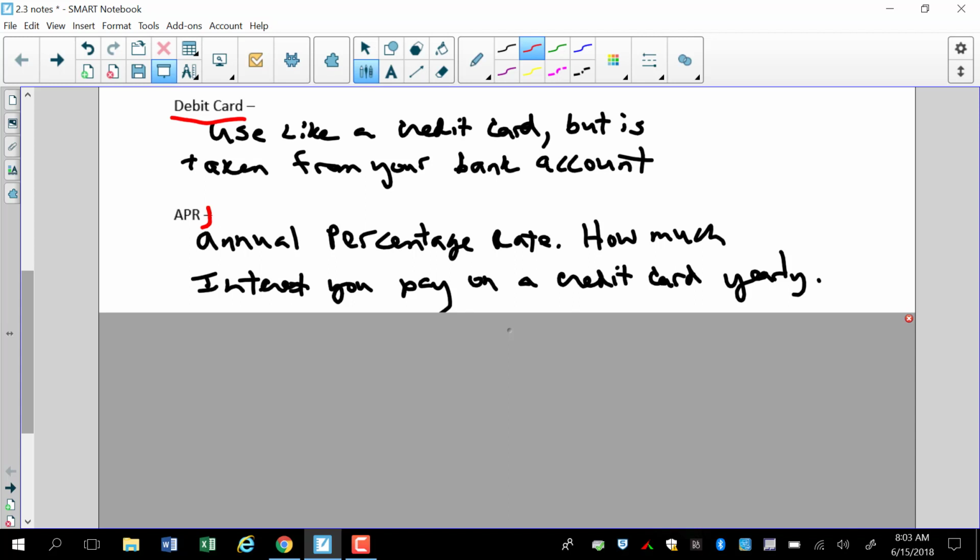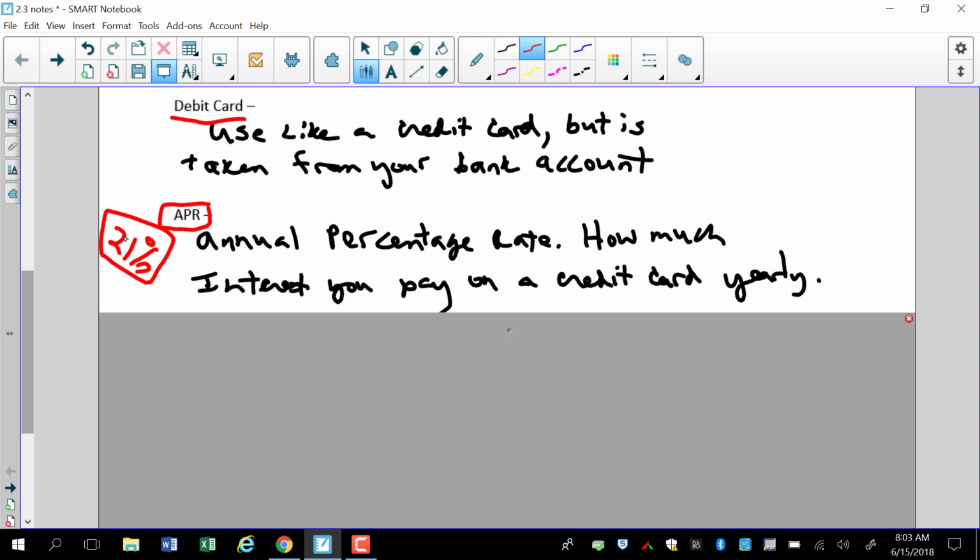APR is something you definitely want to pay attention to when you get a credit card. This is your annual percentage rate, yearly percentage rate. It's how much interest you are going to pay on a credit card yearly. A typical interest rate or APR is around 21%, give or take. So it's a lot. And really what that's saying is, if you have $100 that you spend, at the end of the year, if you pay it off throughout the year, you'll pay about 21% interest through the year, $121 for that $100 purchase.